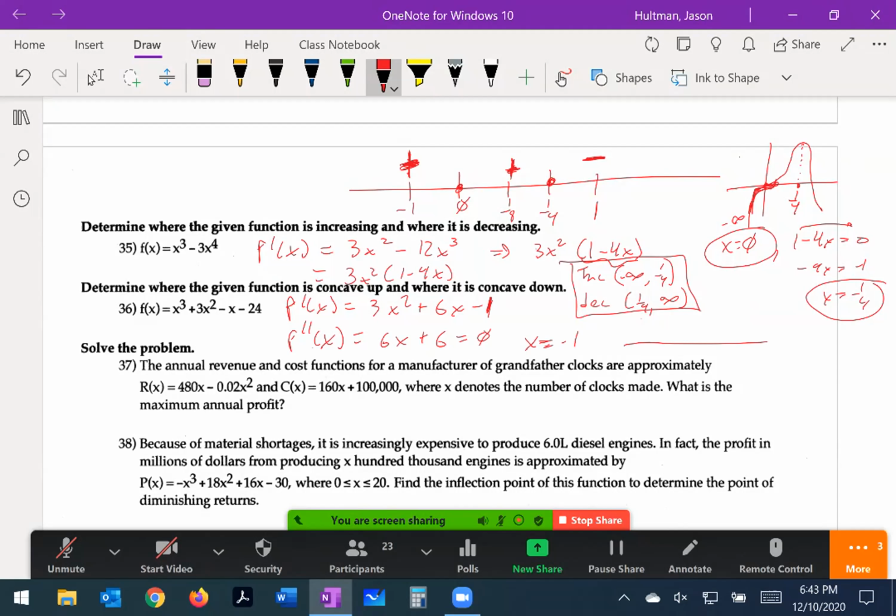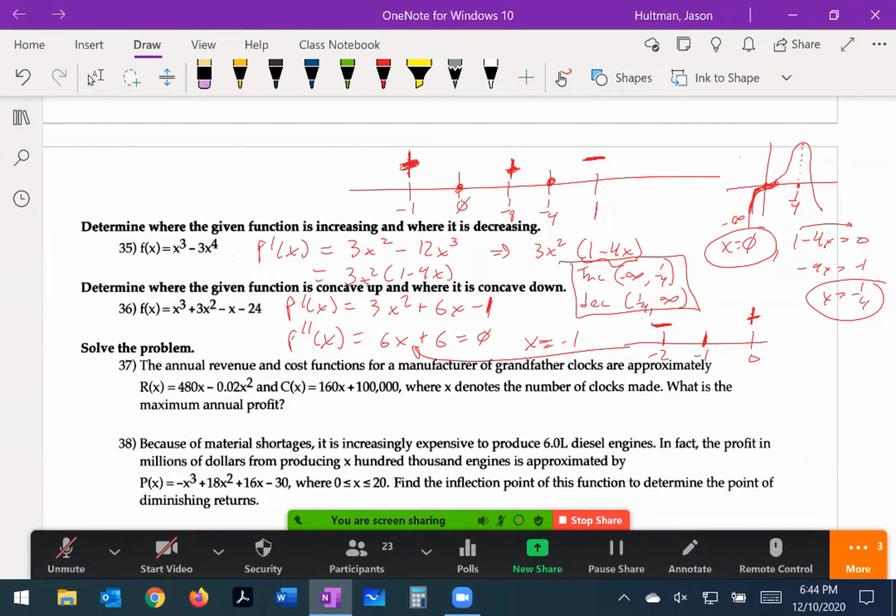Now all I have to do is find out what happens around negative 1. At negative 1, we know that the concavity is 0. But what about negative 2, and what about 0? If I plug in negative 2 here, I get a negative result, so that's a negative concavity. That's concave down. If I plug in 0, I get a positive result, and so that's concave up. So this is concave down, that's an inflection point, and then it goes concave up, right?